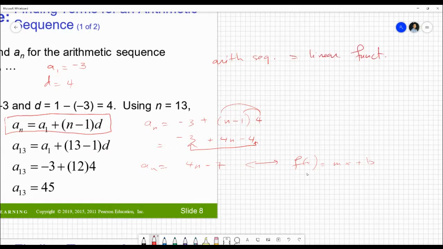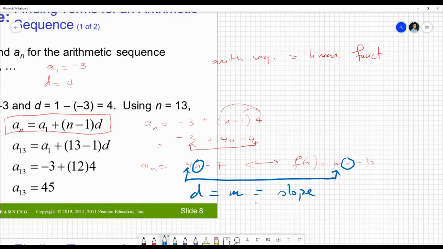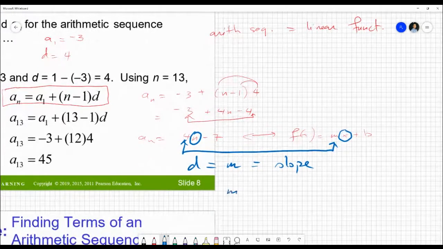Let's look at the similarity here. So the n value here is basically the x value, because that's our variable. And the d value here is our m. So d in an arithmetic sequence is the same thing as m in a function. They mean the same thing, and both of them basically mean slope. Okay? Now remember how we find the slope.